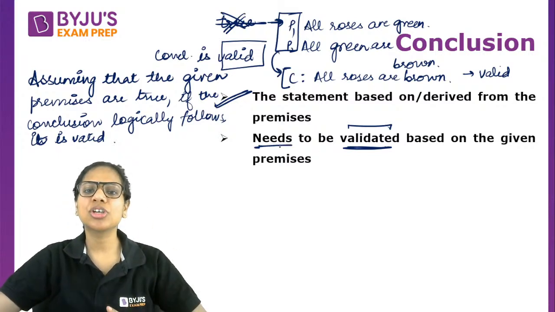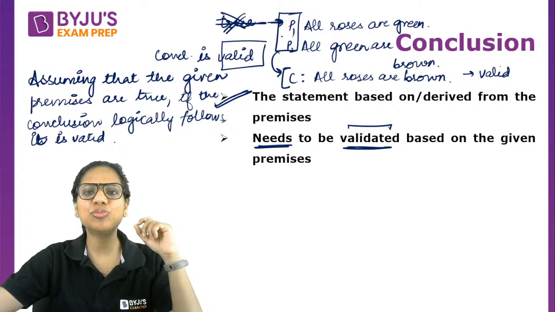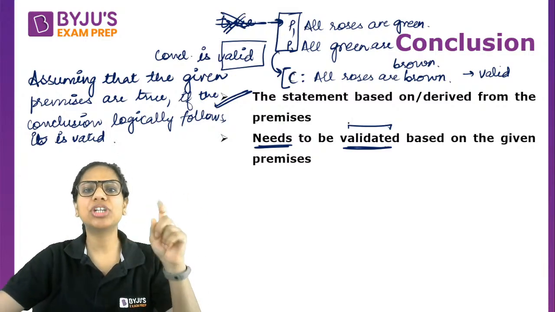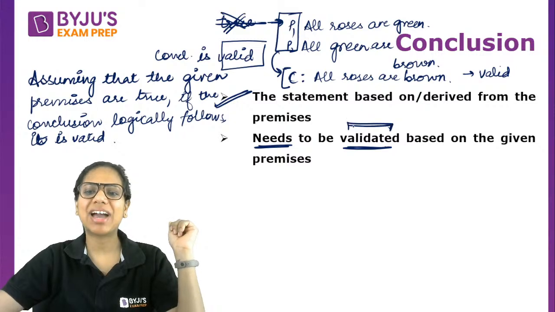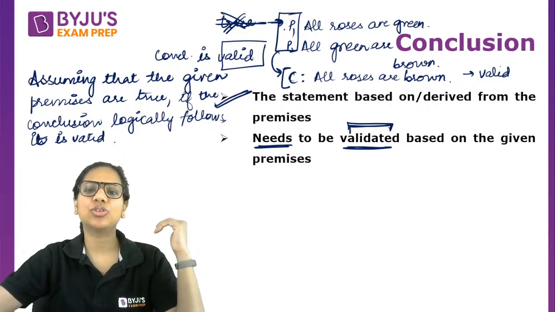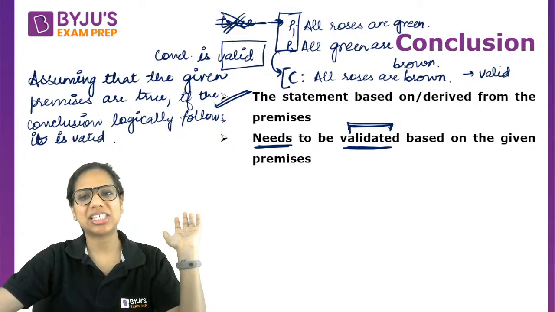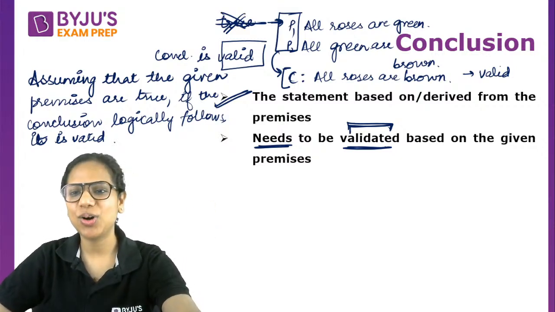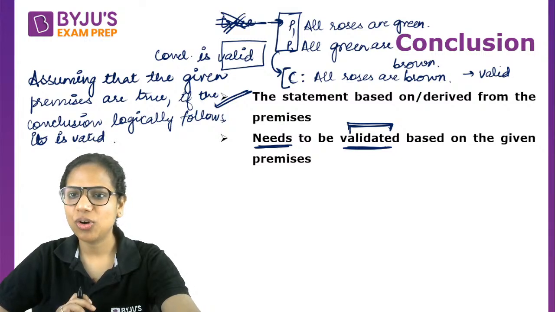So you will be given questions with a minimum of 2 premises and 1 conclusion. You will have to tell the examiner whether this is a valid conclusion or is not a valid conclusion based on the given premises. That's going to be your job. Okay. All right.